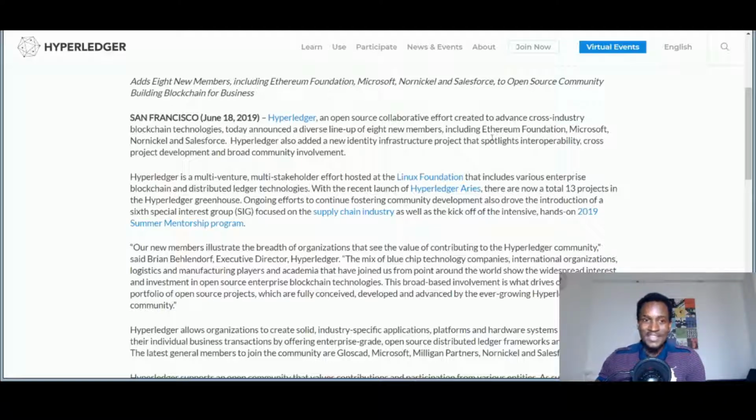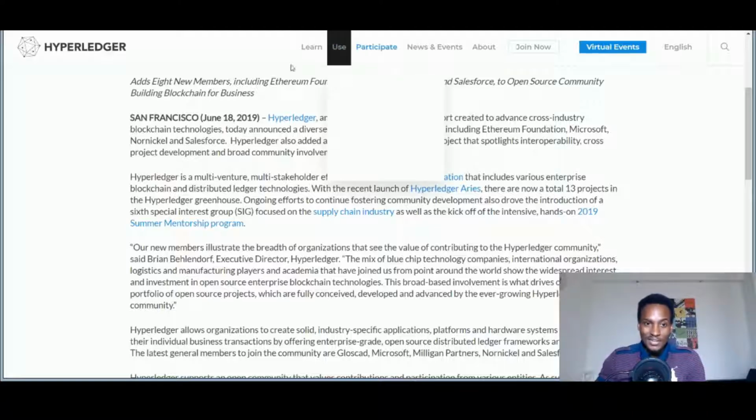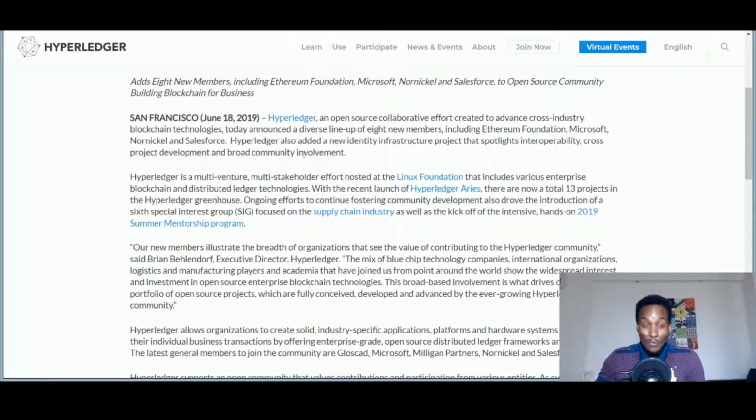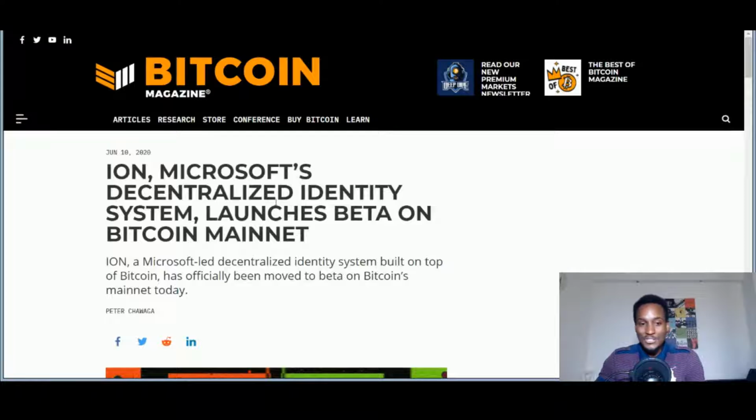Now guys, this is tying serious strings together. So look here. This is the focus of Hyperledger, and look at this news here. ION, Microsoft's decentralized identity system, launches beta on Bitcoin mainnet.